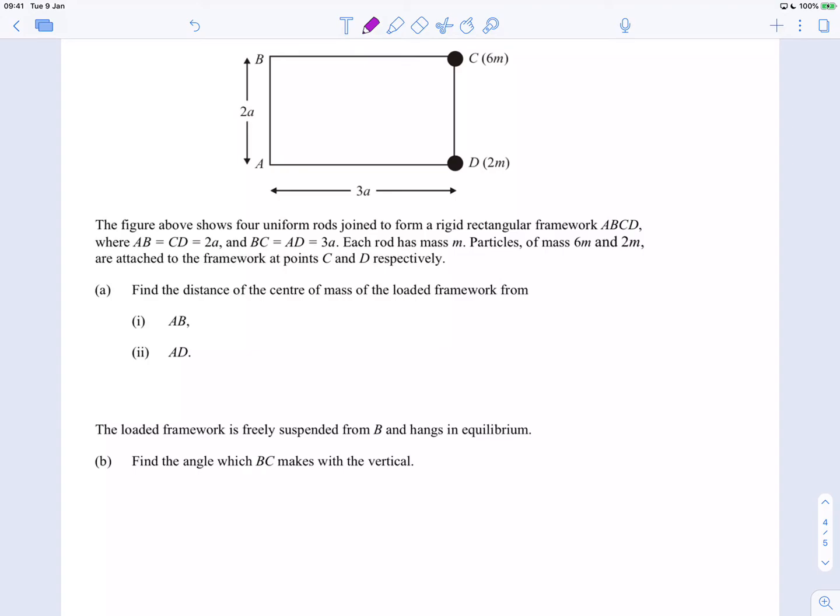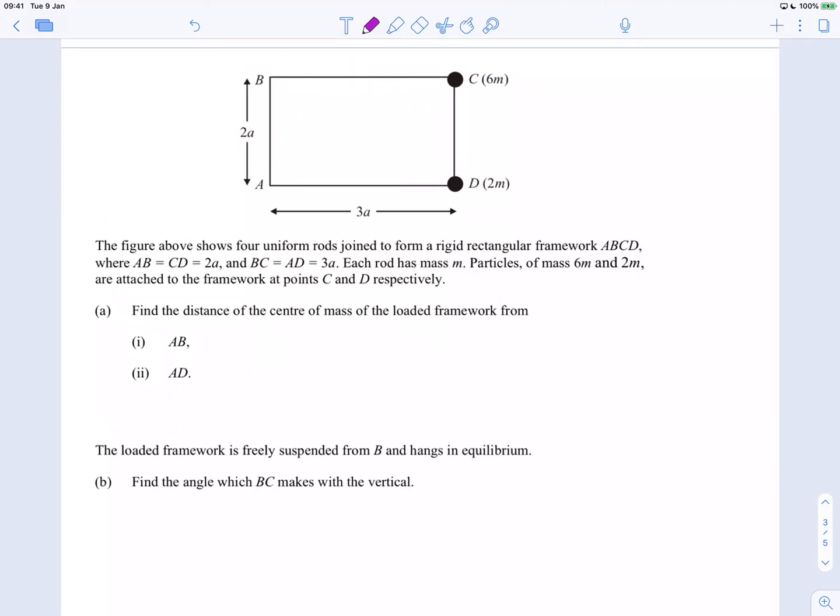Right. Okay. So the figure above shows 4 uniform rods joined to form a rigid rectangular framework ABCD, where AB equals CD and BC equals AD, and each rod has a mass of M. Particles of mass 6M and 2M are attached to the framework at C and D respectively. Find the distance of the centre of mass of the loaded framework from AB and AD.